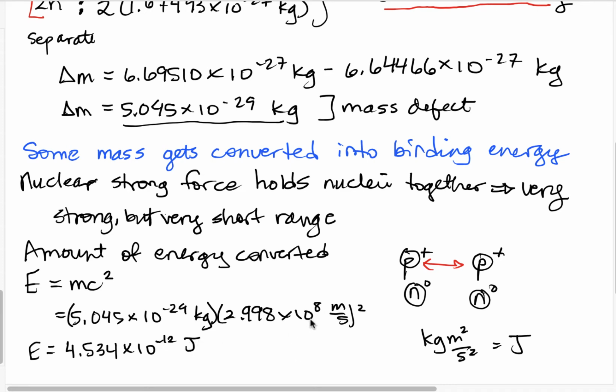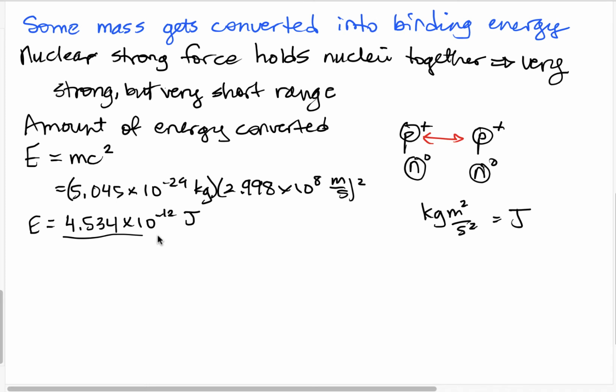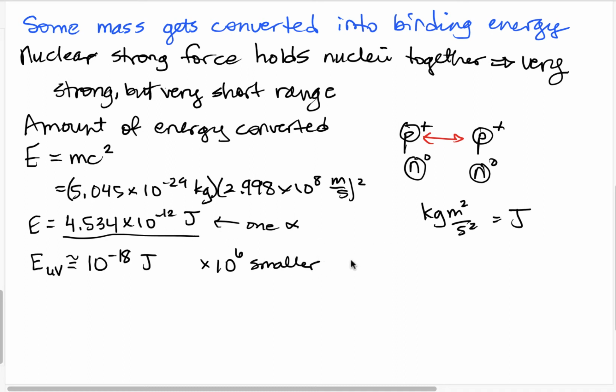Now this might not seem like very much energy, but just to remind you, this is for one alpha particle, so one helium nucleus. And if we think about light, we've calculated light energy, and if you remember that UV light for a photon has energy that's on the order of 10 to the minus 18 joules, which is 10 to the 6 times smaller than one binding energy for the nucleus. So this is actually a pretty big energy value if we think about scaling these in terms of moles especially.